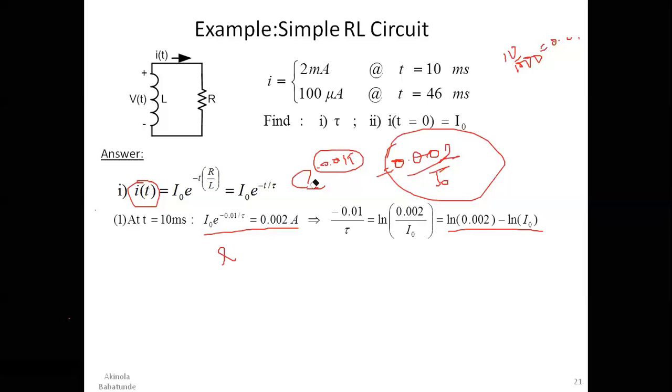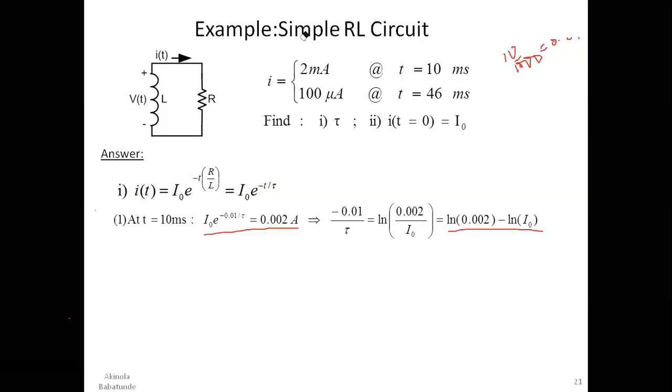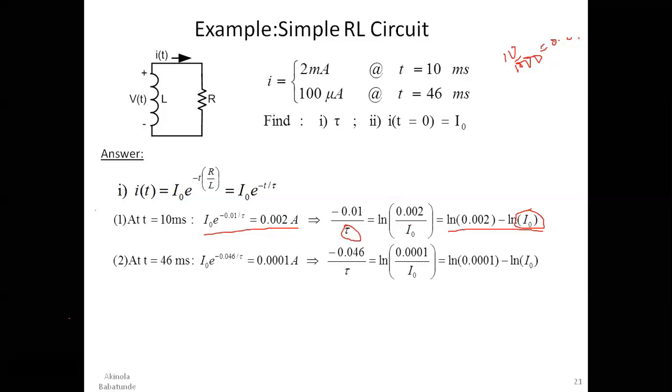What you will find out is that in this particular equation, there are two unknowns. One of the unknowns is tau, and the second unknown is I naught. All right, let's do that for the second equation, where time is equal to 46 milliseconds.